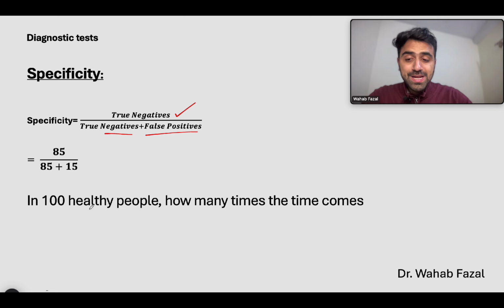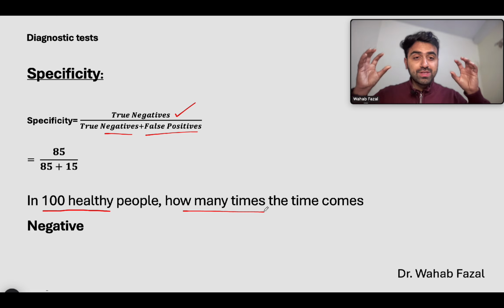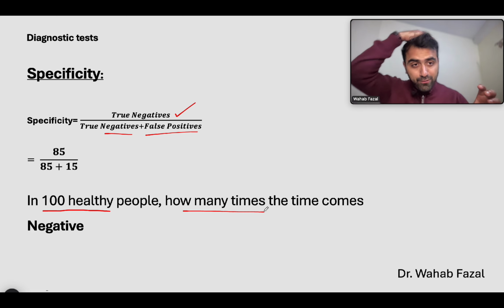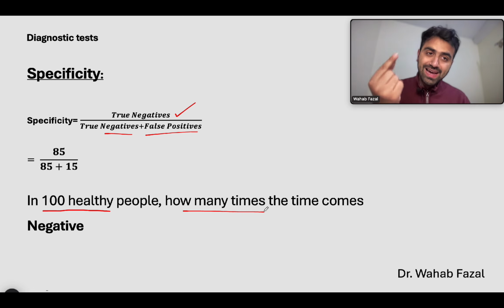So how do we interpret specificity? We interpret specificity in a way that in 100 healthy people, how many times does the test come up negative? You can go and look at the book and you can try to remember the formulas as much as you can. But for the purposes of this video and for purposes of your exam, for solving all of the questions that come up, I need you to remember these two lines.